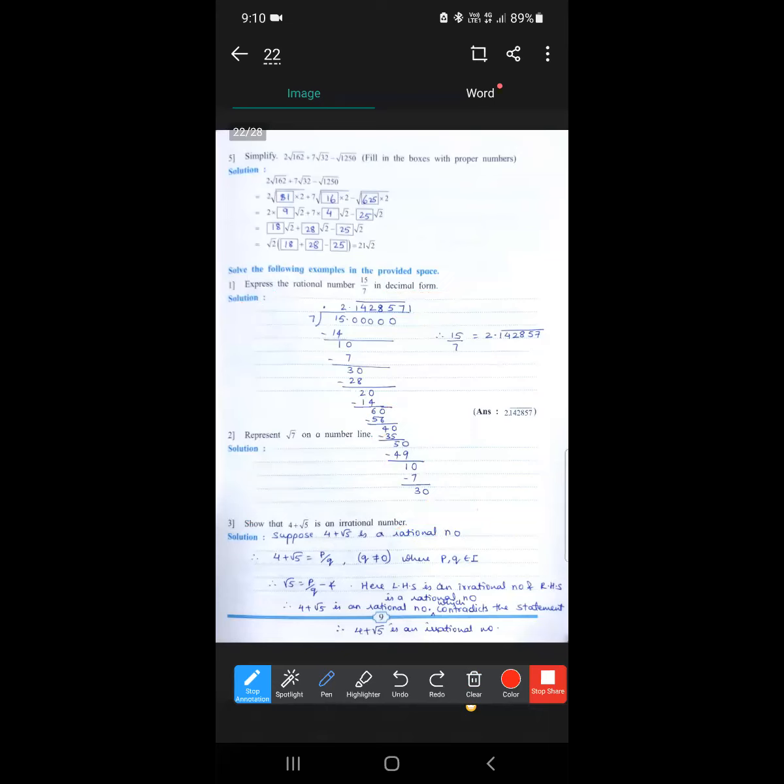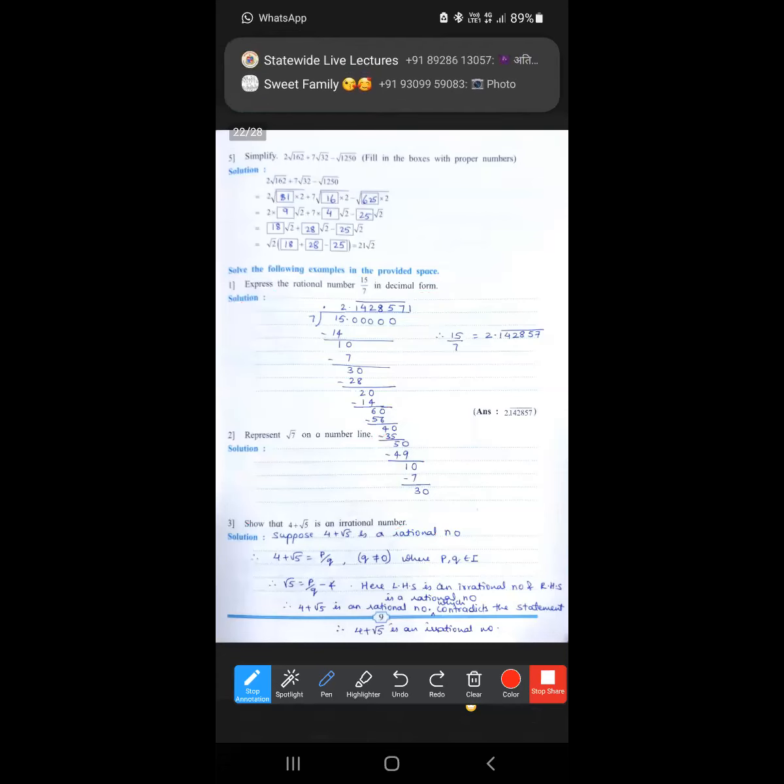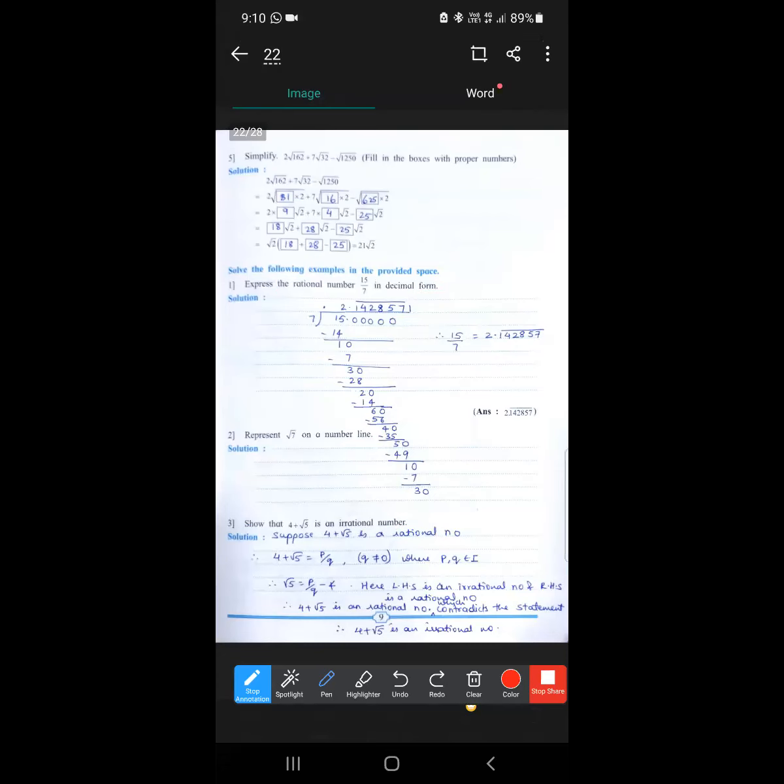Now the second one: represent root 7 on a number line. Yesterday I explained to you about root 2 and root 3. Similarly, if there is time, I can show you how to actually construct it. That is a simple construction, not a big construction, to represent this on a number line.